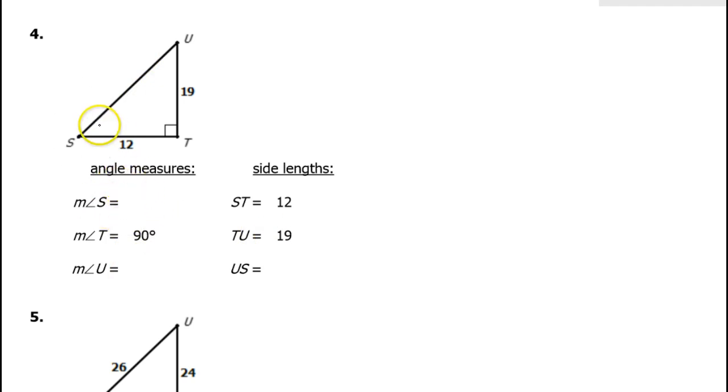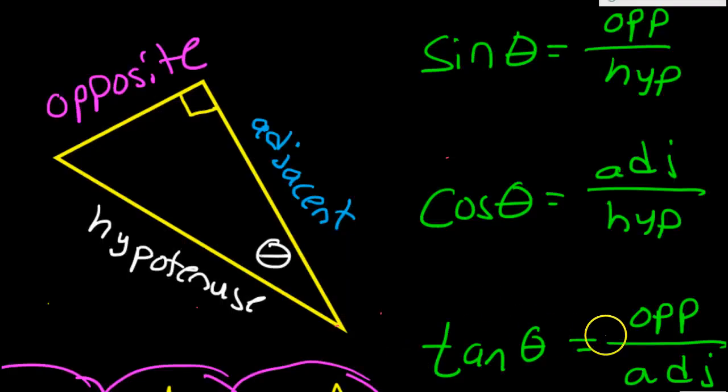So first we are asked to find angle S, which is right here. We're given this 12, which is the adjacent leg, and this 19, which is the opposite leg. Opposite means across from, and adjacent means right next to. So opposite, adjacent. What function is that? That's the tangent function, opposite over adjacent.